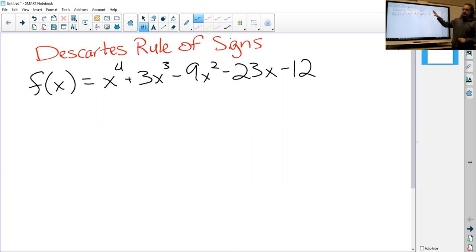So, Descartes' Rule of Signs. René Descartes came up with this. He came up with all sorts of stuff. He was kind of a smart guy. You can look him up. He was a mathematician, philosopher, all sorts of things, like a couple hundred years ago.